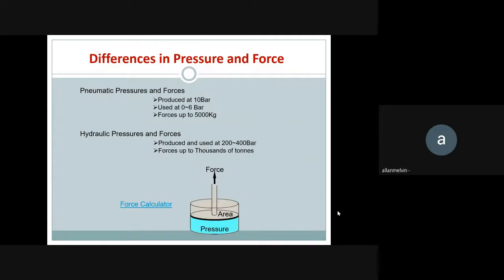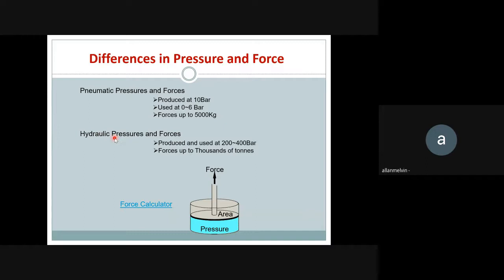Okay, so the differences in pressure and force, ini yang saya beritahu tadi. So for pneumatic, the pressure produced is up to 10 bar, and normally we use it between 0 to 6 bar. Okay, that's our working pressure. Maximum selalunya 10 bar. And it can go up to 5,000 kg. So maximum lah. Because I think you still remember, we have the multiple cylinder concept. So dia ada banyak benda. So the more complex the cylinder, it can withstand more force. So pneumatic generally can go up to maximum 5,000 kg. Okay, so it depends on the setup.